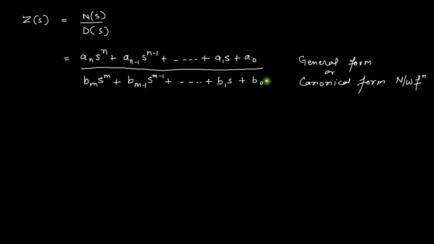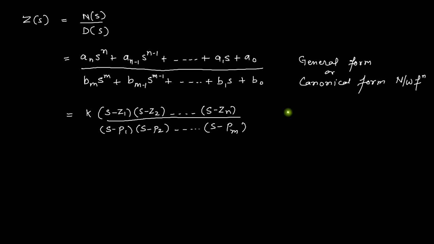There is another form also, which is called the factored form of network function, because the numerator has been shown in factored form as well as the denominator is also shown in the factored form. This form is also known as the pole zero form of the network function.